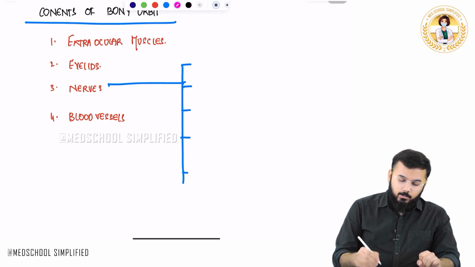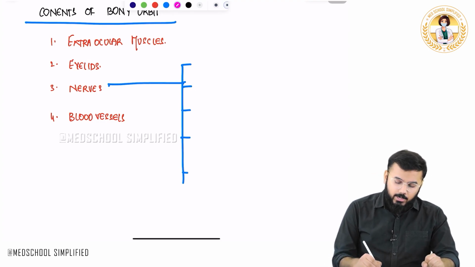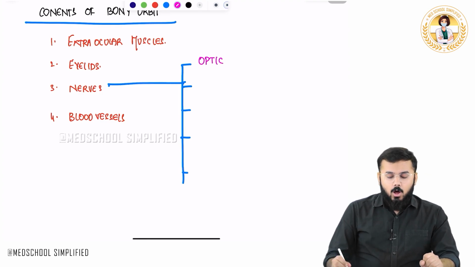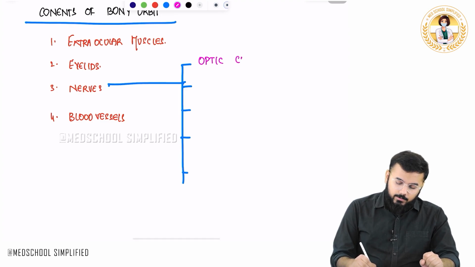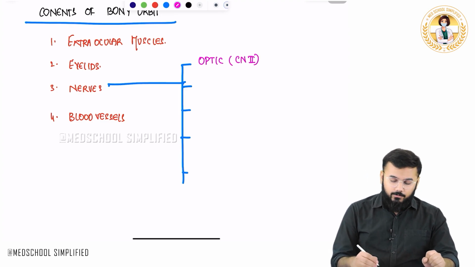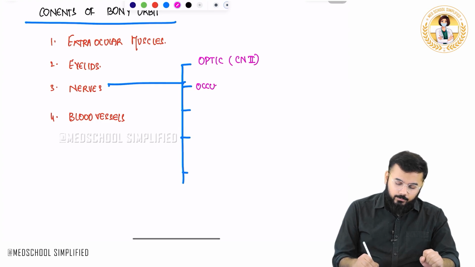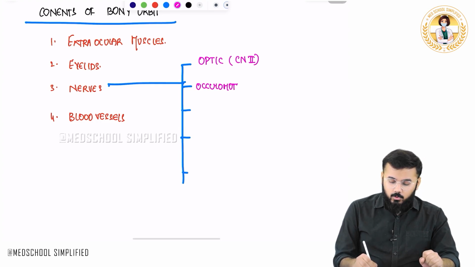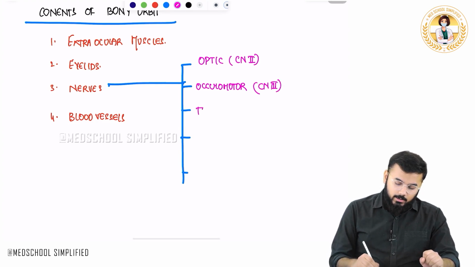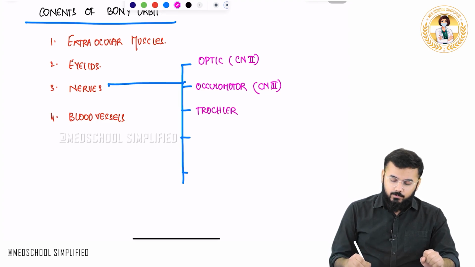The first important nerve which you have got over here is optic nerve. What is optic nerve? Optic nerve is your cranial nerve number 2. So olfactory, optic. After optic we have got oculomotor nerve. What is oculomotor nerve? Cranial nerve number 3. Third important thing is trochlear nerve. Trochlear nerve is cranial nerve number 4.